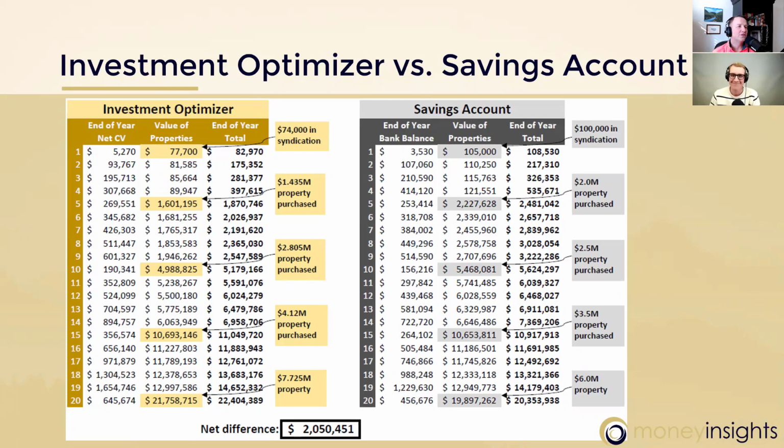Okay, so let's just look at the numbers. As you can see here, left-hand side investment optimizer, right-hand side savings account. And we start putting that money in. That first year, we put the $100,000 in, and we get it to work right away. We're going to go invest in the syndication. Now, I can hear you right now. You're thinking, Rod, I'm looking at this, and I'm seeing on the left-hand side, 74,000 going into the syndication through the investment optimizer, 100,000 going in on the savings account side. Well, wasn't this supposed to be better?